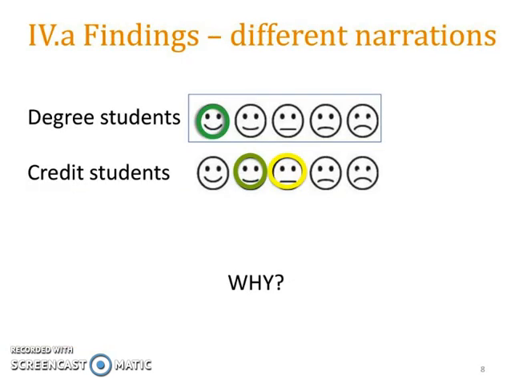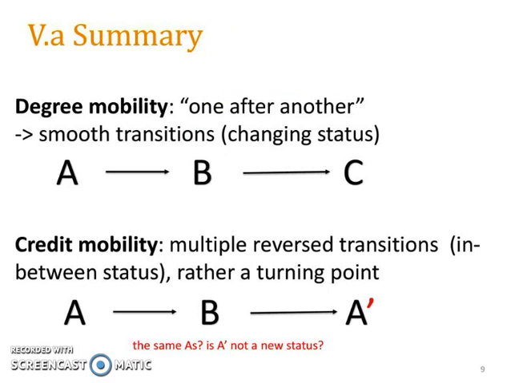So what about the findings? They have different narrations. Degree students, as you see, are circled in a green circle, and the credit students are kind of green with yellow. So it means the credit students are a little bit lower. And why? As a summary, you can see degree mobility, one after another, so smooth transitions and changing status.